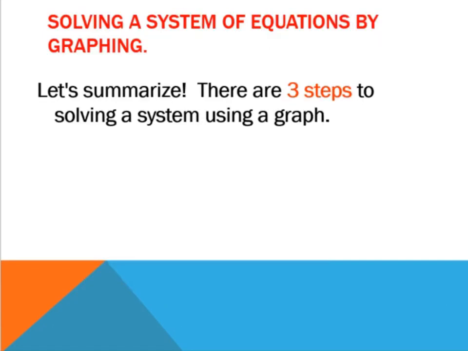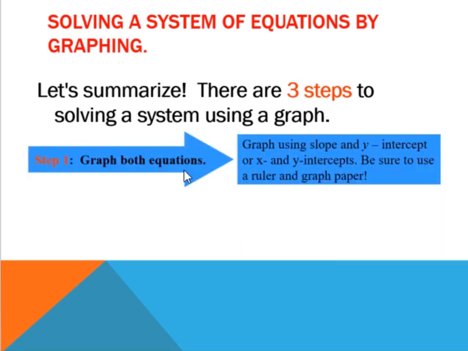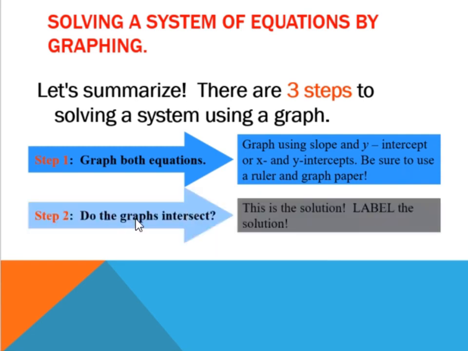To conclude our topic for today, there are 3 steps in solving a system using a graph. First, we graph both equations. Either we use the slope and the y-intercept, or we use the x and y-intercept. Just be sure to use your ruler or graphing paper so that the graph is correct. And then the second step is to find out if the graph of the lines intersect. If the graphs intersect at a certain point, then there is a solution. But if the graphs do not intersect, then there is no solution.